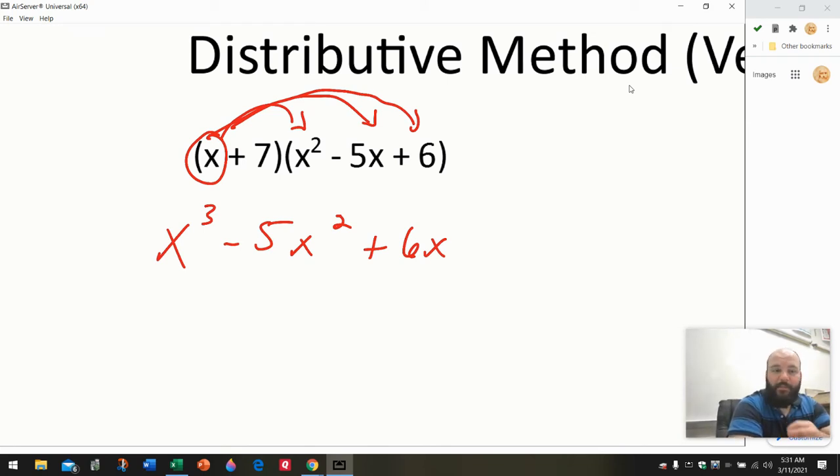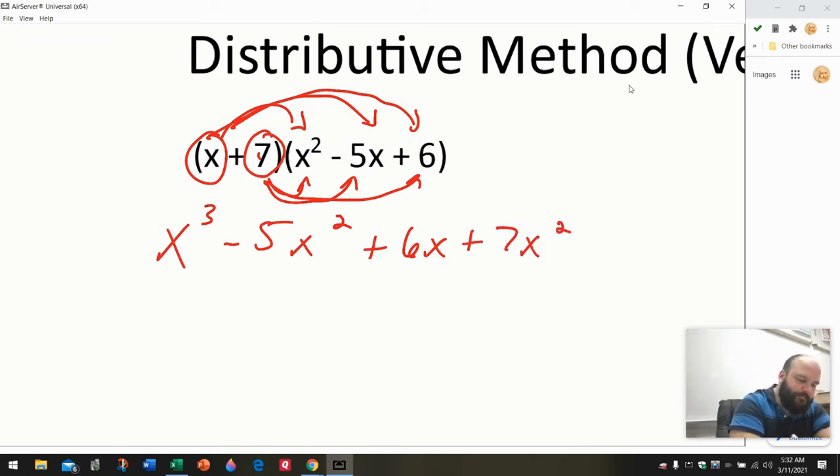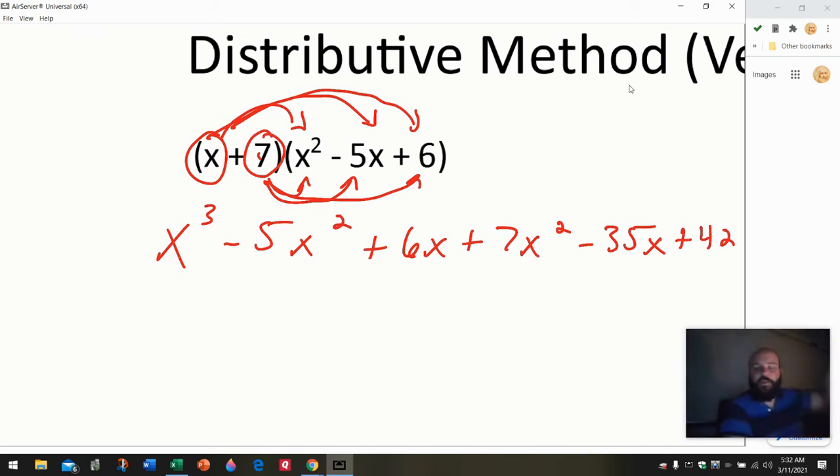Now I'm going to do the same exact thing, but this time I'm doing it with the 7. And this 7 is going to distribute to the x squared and the negative 5 and the positive 6 in the same fashion. So 7 times x squared becomes 7x squared. 7 times negative 5x becomes negative 35x. And then 7 times 6 becomes 42. And there you go. So we've distributed everything out that we needed to.